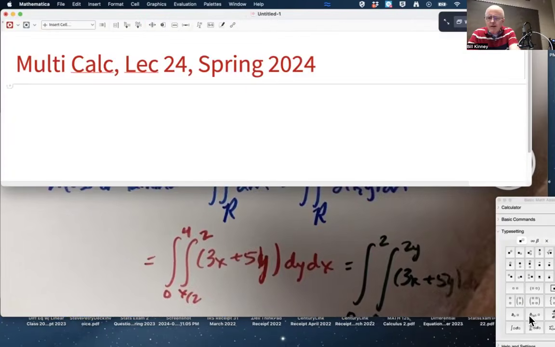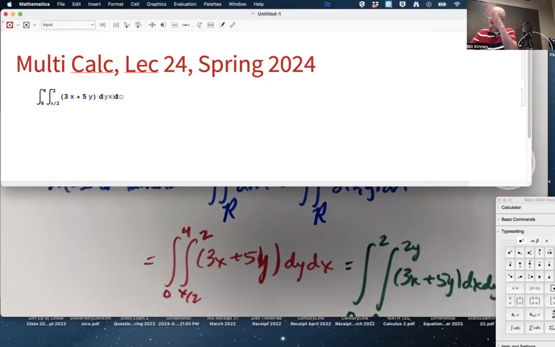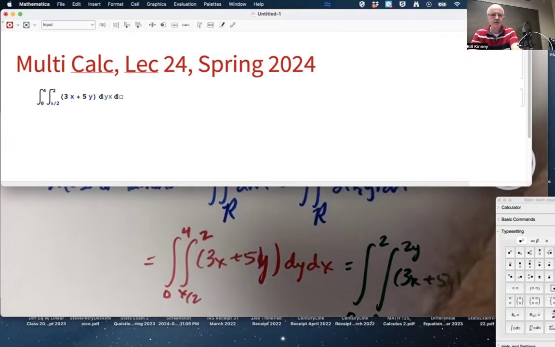Integral from 0 to 4 of the integral of x from x over 2 to 2. I almost said times there. It's not times, it's of. You've got an inner integral and an outer one. It's almost like function composition, like an inner function that's found by integration, and then you plug that into the outer function and do another integral.